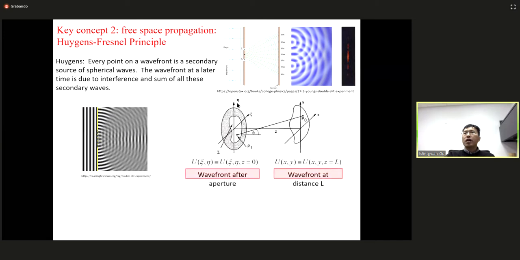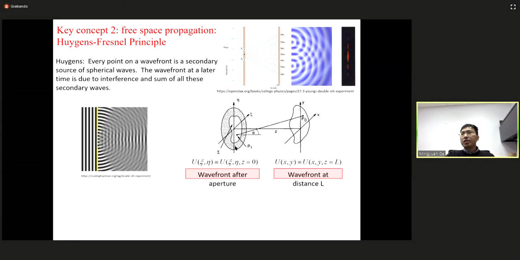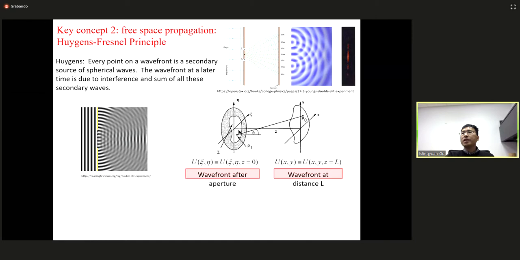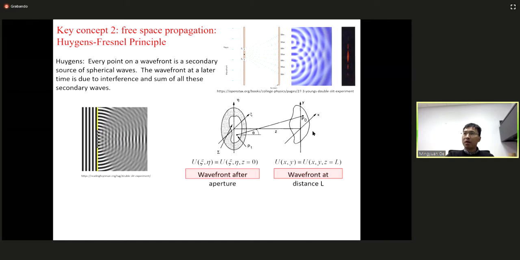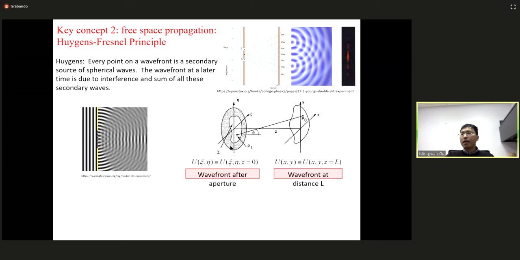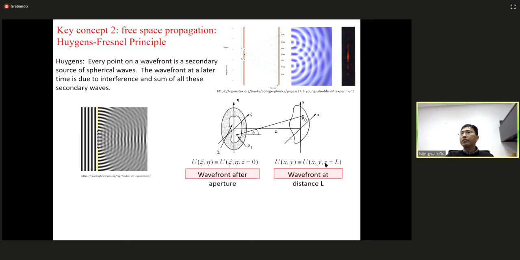In a schematic drawing, on the left is the position of our slit, basically our object. We define this position to be z equals 0, where z is the direction of light propagation. So z equals 0 means the wave just after the object. What we are interested in is how to calculate the wave at a distance of z equals l.